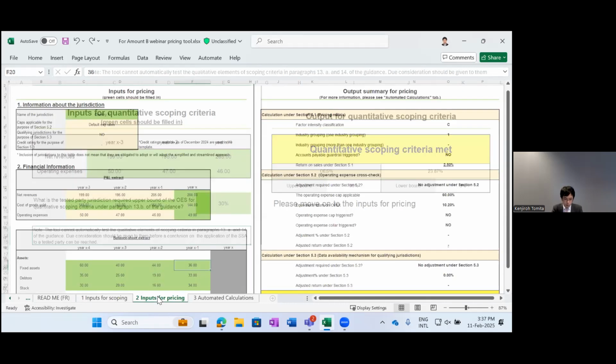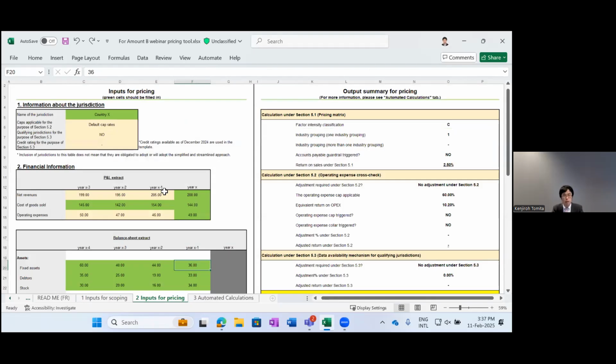Then let me move on to the tab for the pricing. Again, all you need to do is fill in the green cells on the left side, and then you get the results on the right side. So let me show you what the output summary on this tab looks like.